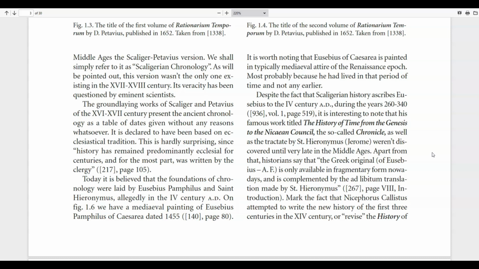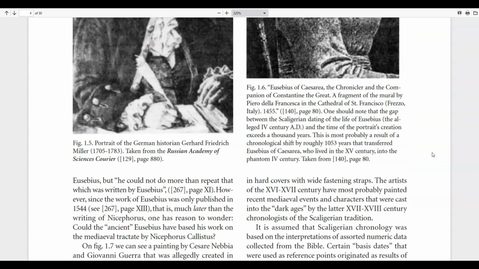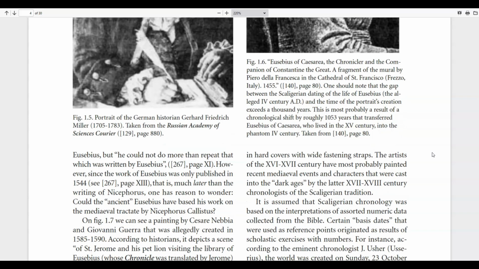Nicephorus Callistus attempted to write the new history of the first 3 centuries in the 14th century, or revise the history of Eusebius, but he could not do more than repeat that which was written by Eusebius. However, since the work of Eusebius was only published in 1544, that is much later than the writings of Nicephorus, one has reason to wonder, could the ancient Eusebius have based his work on the medieval tractate by Nicephorus Callistus?